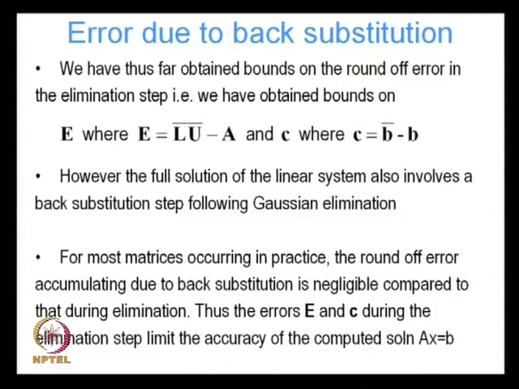Thus, the errors E and C during the elimination step limit the accuracy of the computed solution of Ax = b. So, most of the round off errors occur during the elimination step, and if we obtain bounds on those errors, whatever additional errors accrue during back substitution are going to be negligibly small compared to, and still bounded by, the bounds which we have obtained for Gaussian elimination.